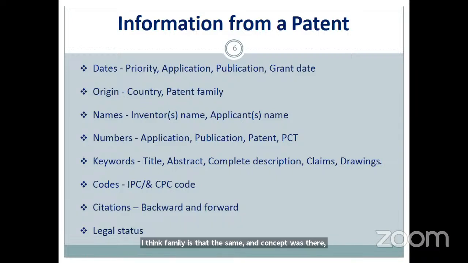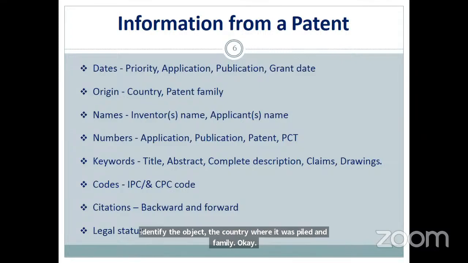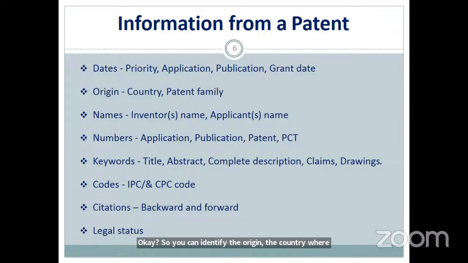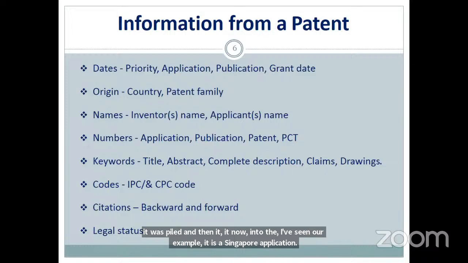So you can identify the origin, the country where it was filed. As in our example, it is a Singapore application, so they filed it in Singapore, and then they come to a US application also. So it gives a patent family. So origin also has been mentioned.